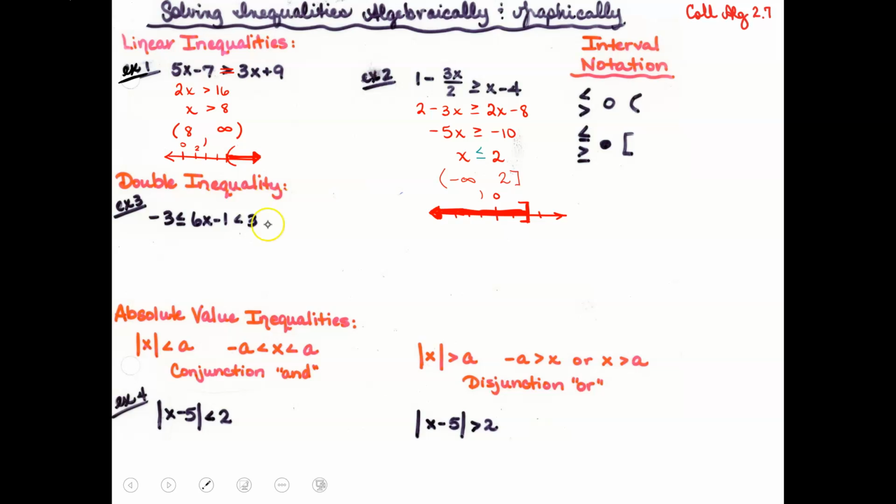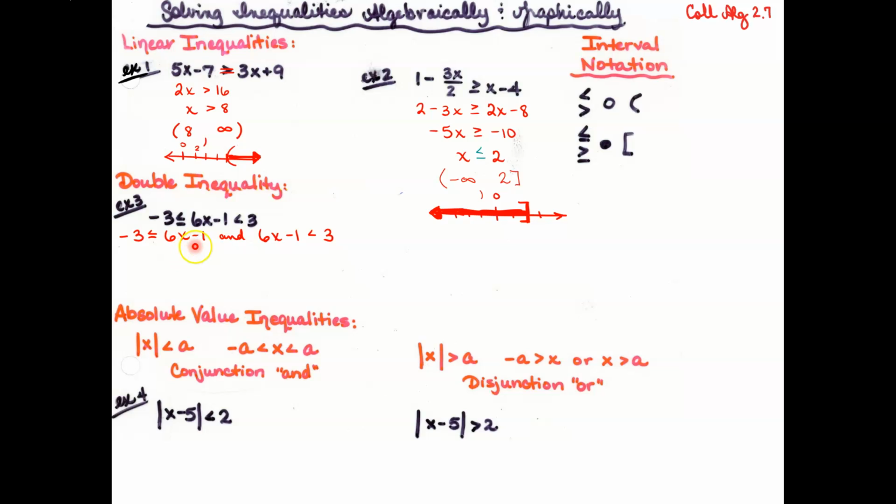All right, the next one they give us is called a double inequality. It's when you have 2 inequalities combined into 1. You can work with it as it is, or you can break it into 2 separate pieces, whichever you like better. But if you break it apart into 2 separate pieces, just remember when you're finished that you need to put it back together again into 1 piece. So let's work with this right here.